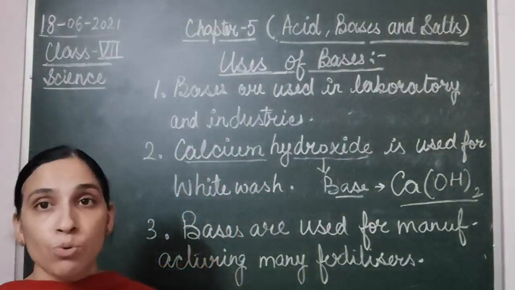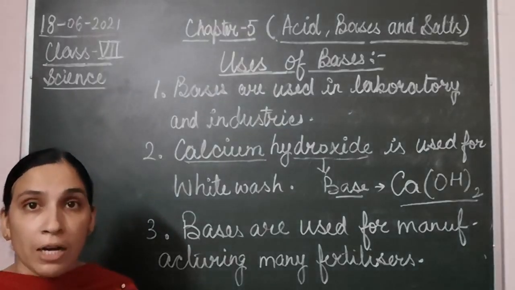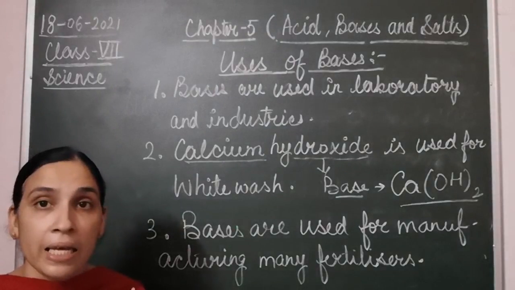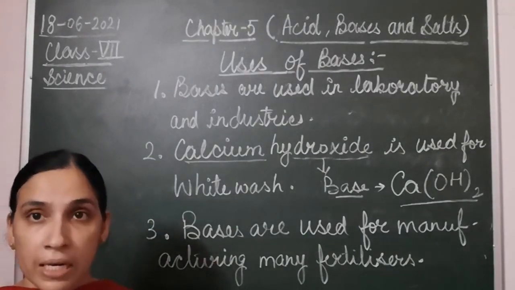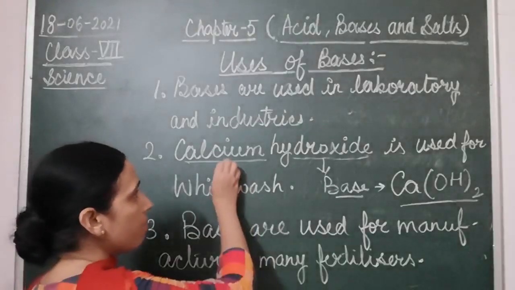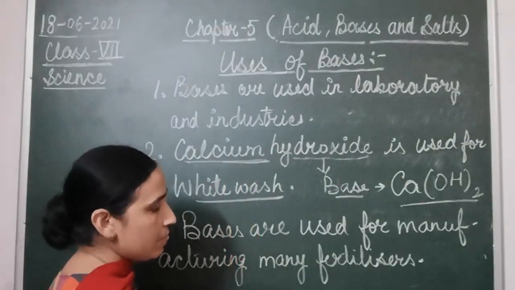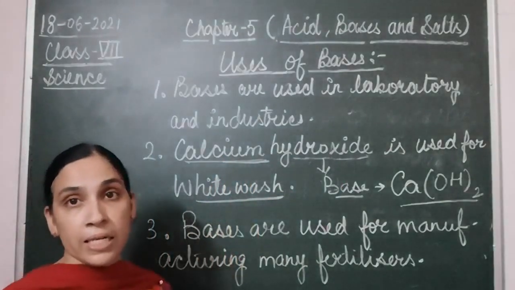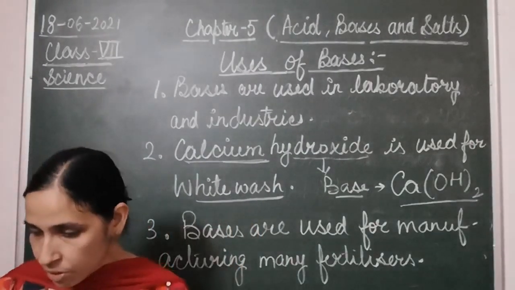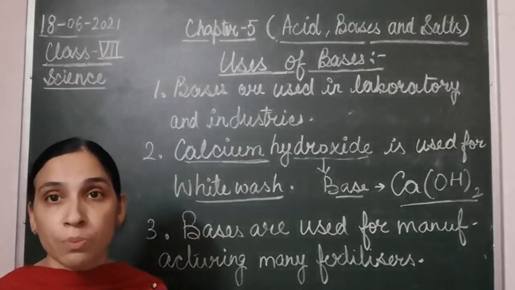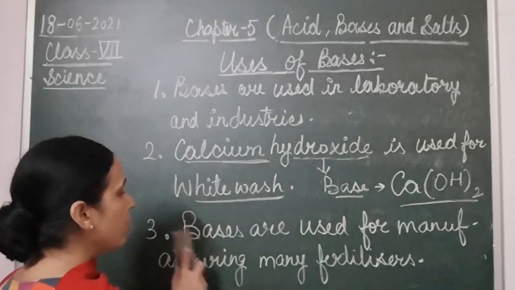Now I'm talking about sodium hydroxide, which is again a base, NaOH. Sodium hydroxide is NaOH. Like calcium hydroxide, which we have done, is used for whitewash, similarly sodium hydroxide, NaOH, is used for manufacturing bleaching powder, paper, soap, synthetic fiber. That also you will remember.